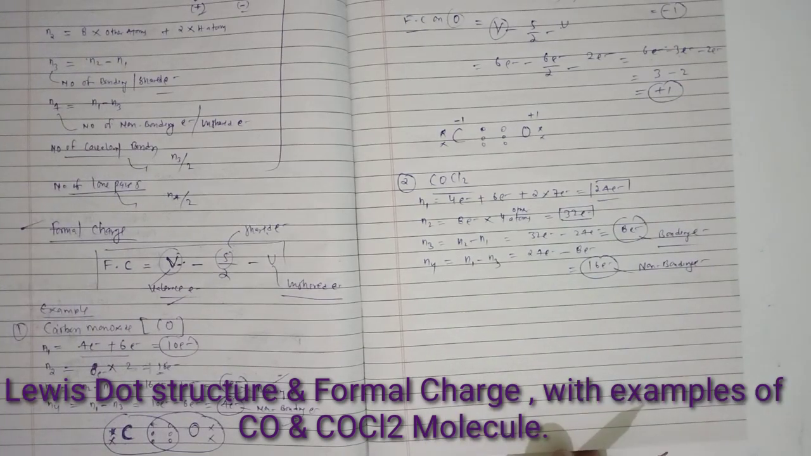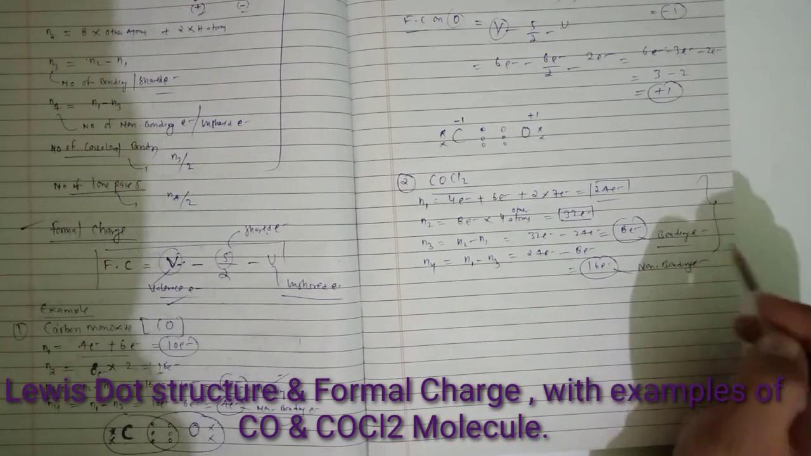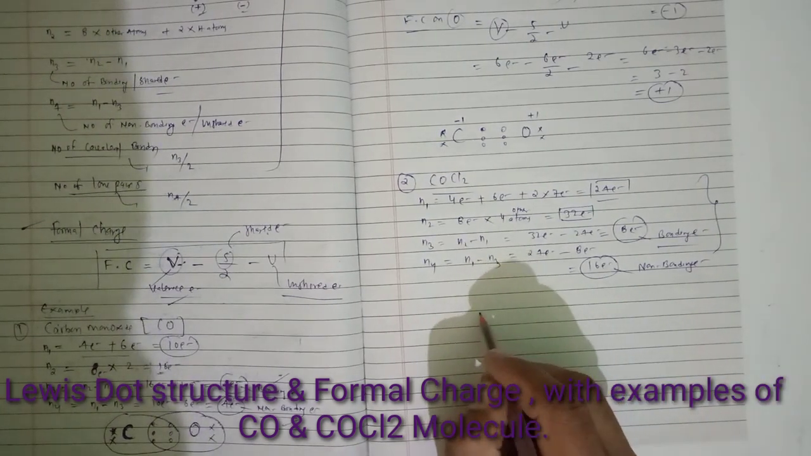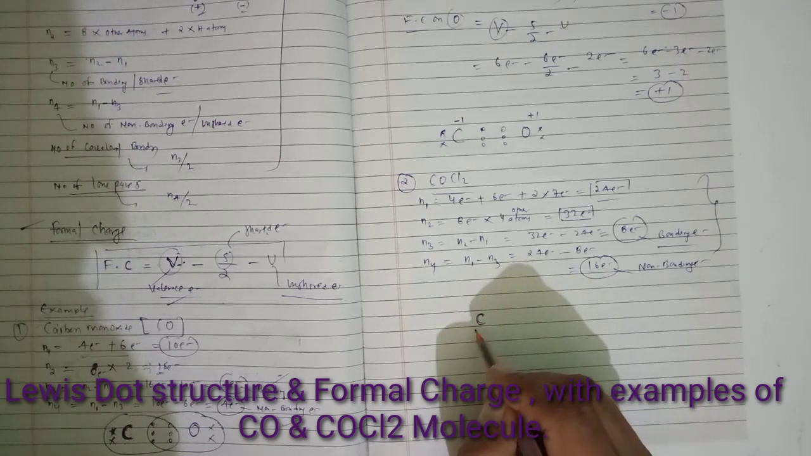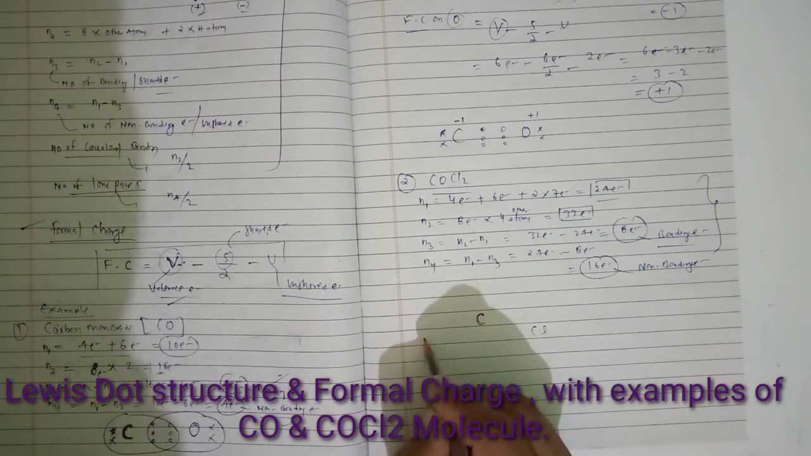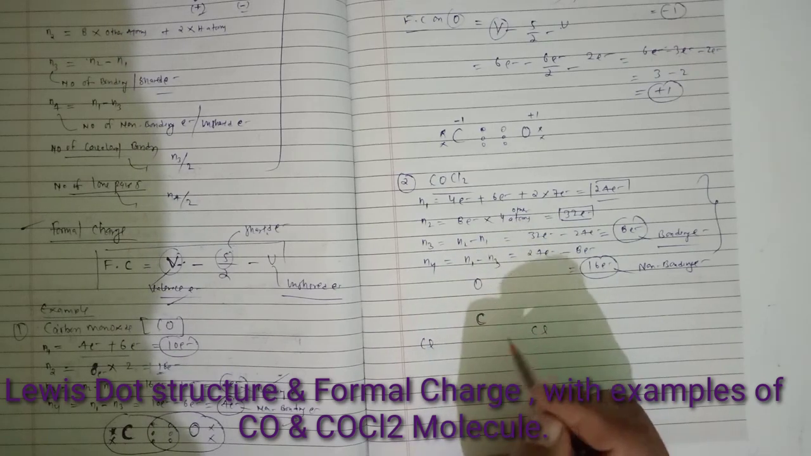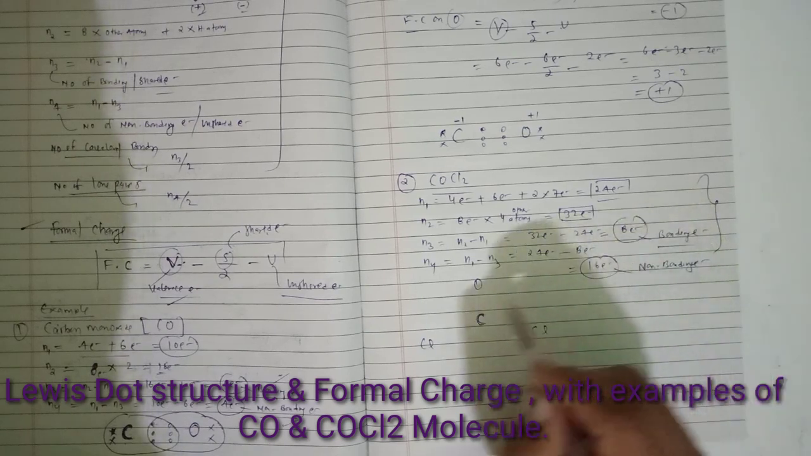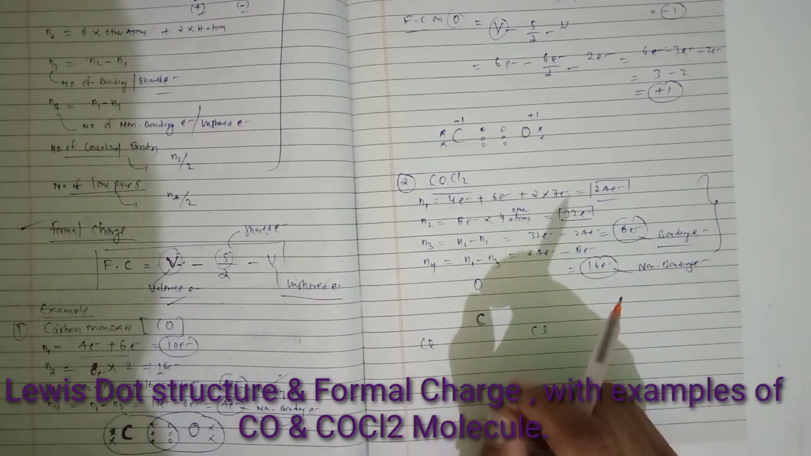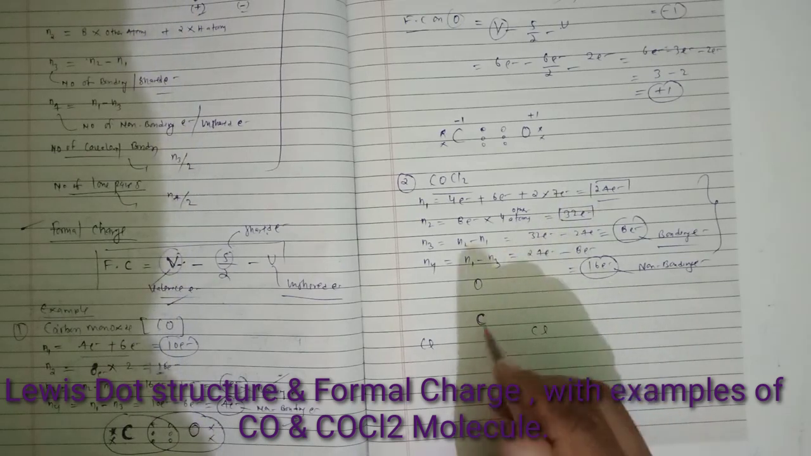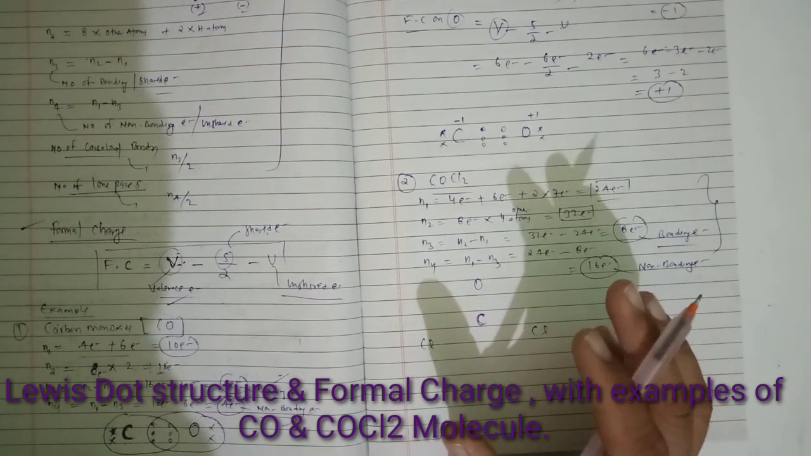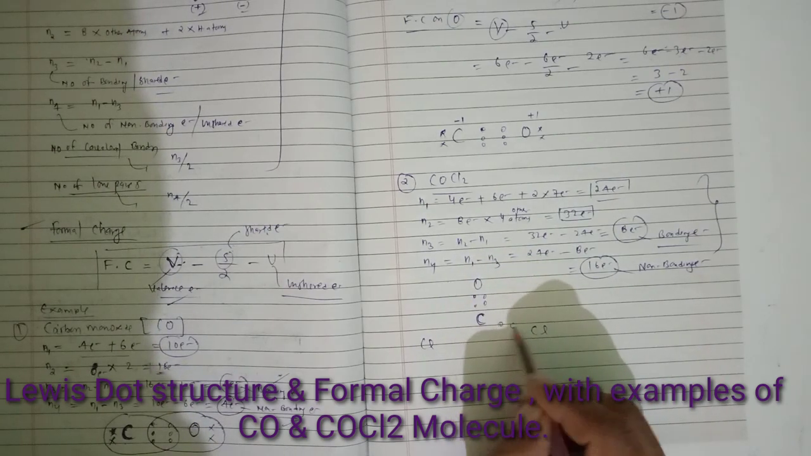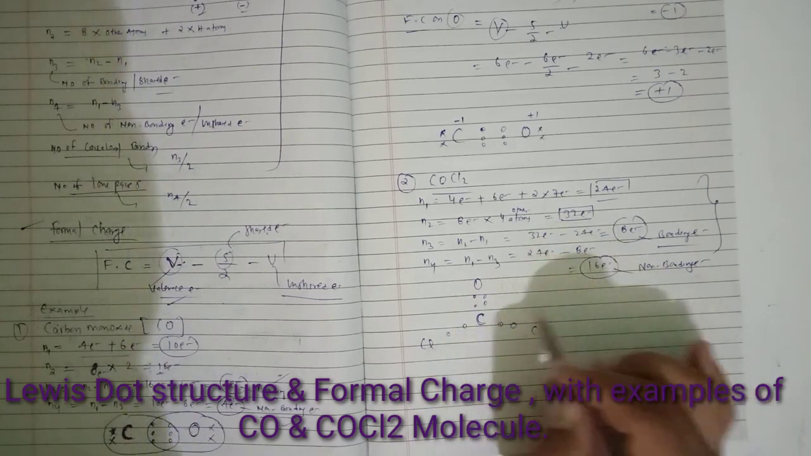Now the framework part we have done. Now let us arrange the atoms. So it is carbon, with 2 chlorines here, 1 and 2, and then oxygen. Now, 8 electrons are the bonding electrons. Let us arrange these electrons in such a way that the possibilities are justified. So here 1, 2, 3, 4, 5, 6, 7, 8. I have arranged all the bonding electrons.